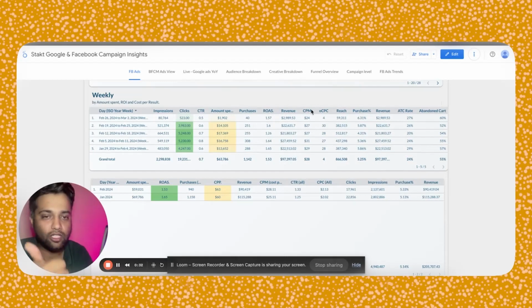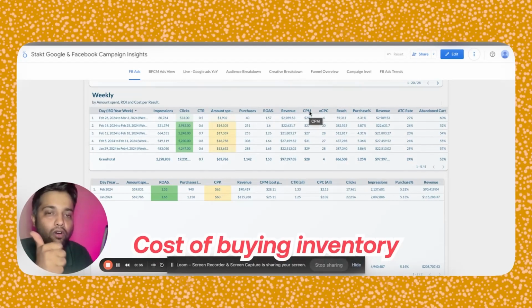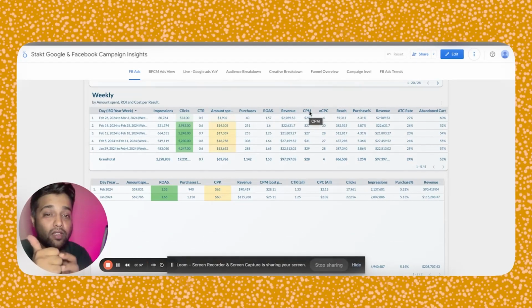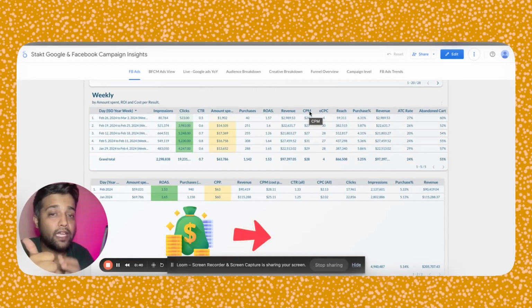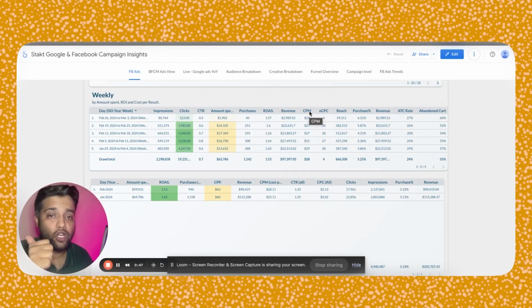Number one, your CPM. CPM is the cost of buying inventory. This is the most critical number because this is the amount we pay to Meta for buying ads, right? CPM is cost per 1,000 impressions. Higher the CPM, higher is the cost of buying the inventory. Lower the CPM, lower is the cost of buying inventory.